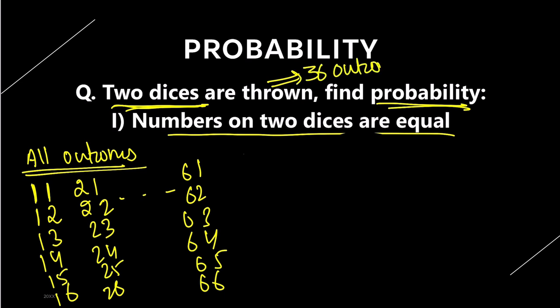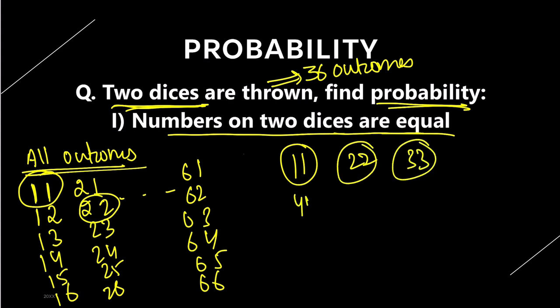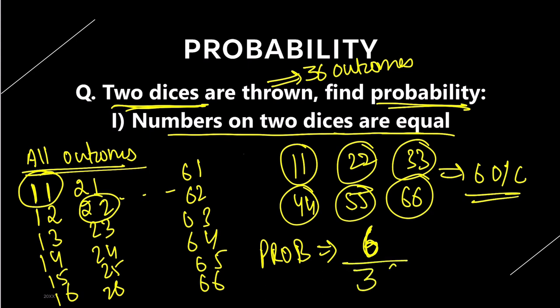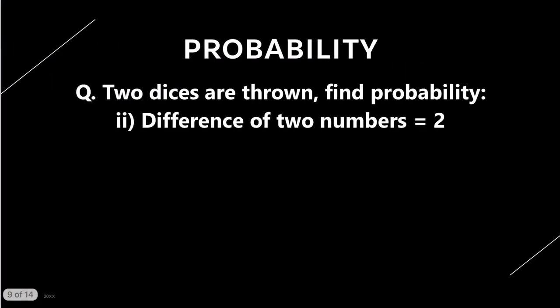outcomes are possible. And what are my favorable outcomes, or whatever I want? That the numbers on the 2 dice are equal, meaning these conditions: 1, 1; 2, 2; 3, 3; 4, 4; 5, 5; 6, 6. So these are the 6 outcomes which are favorable to me. So the probability is 6, whatever is favorable to me, divided by total, that is 36. So 1 by 6 is the answer. I hope this is clear.